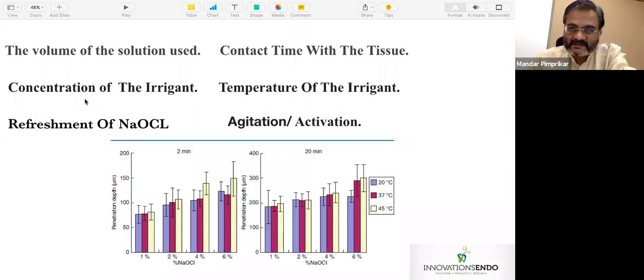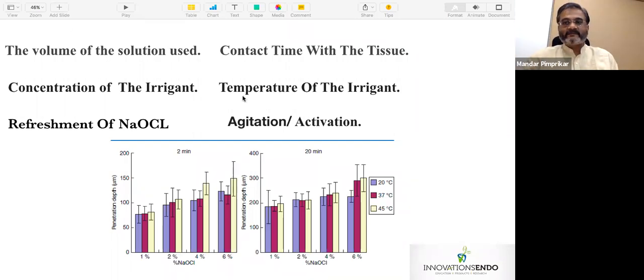Concentration of the irrigant: we have 3% and 5% available commercially. Now, if you are using 3%, then you may have to increase the volume a little bit. If you're using a higher concentration like 5%, you may settle for a slightly lesser volume. But there is nothing prescribed anywhere saying this much should be used. But 15 ml plus should be used. More, the better.